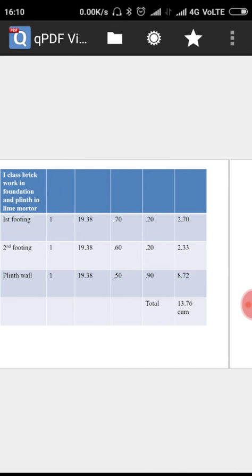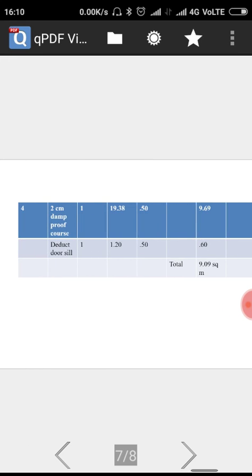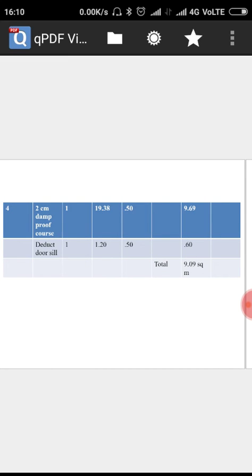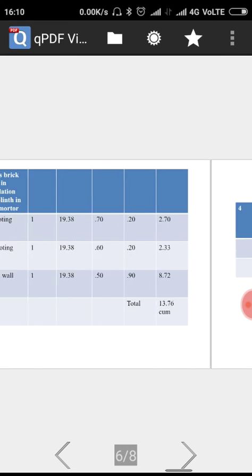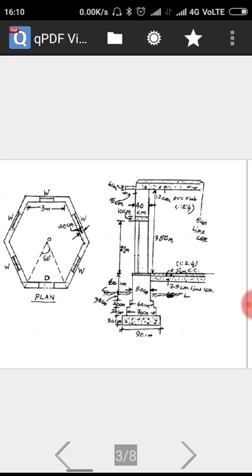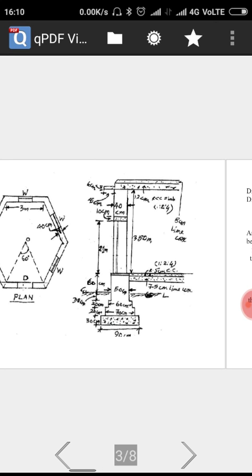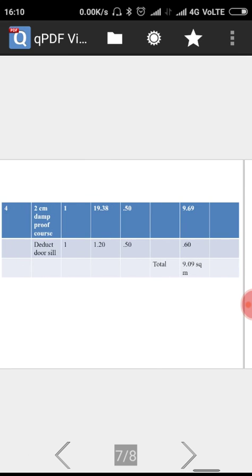Now finally, the 2.5 centimeter DPC. In the figure, DPC is provided above the plinth level. The length will remain constant, 19.38 meter. The width of the wall at the plinth level is 0.50 meter, and the DPC is provided over it. So the total quantity is equal to 9.69 meter cube.